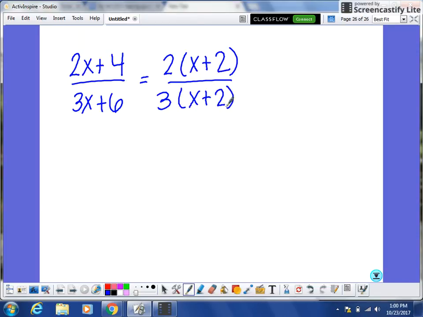So we have factored the numerator, factored the denominator. Since these are linear, there's really nothing else you can factor out. So step 3, cancel your common factors. Both of them have an x plus 2, so we can cancel those. And we are left with 2 over 3 for my final answer.